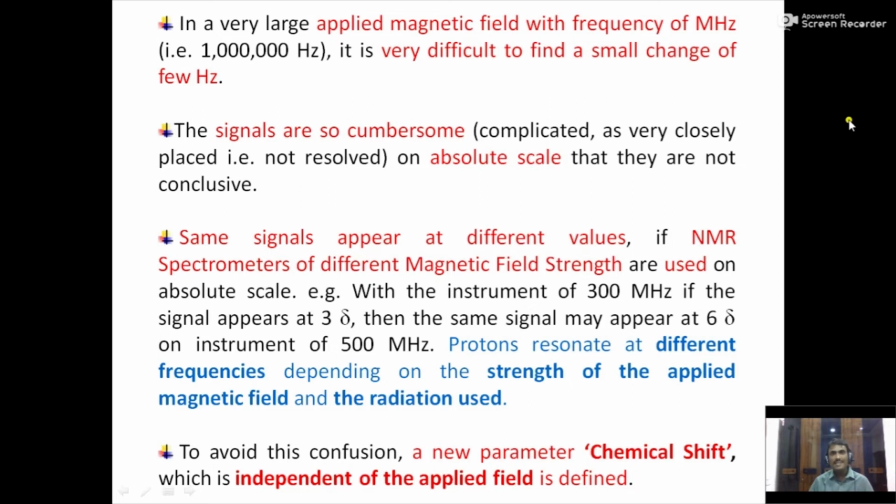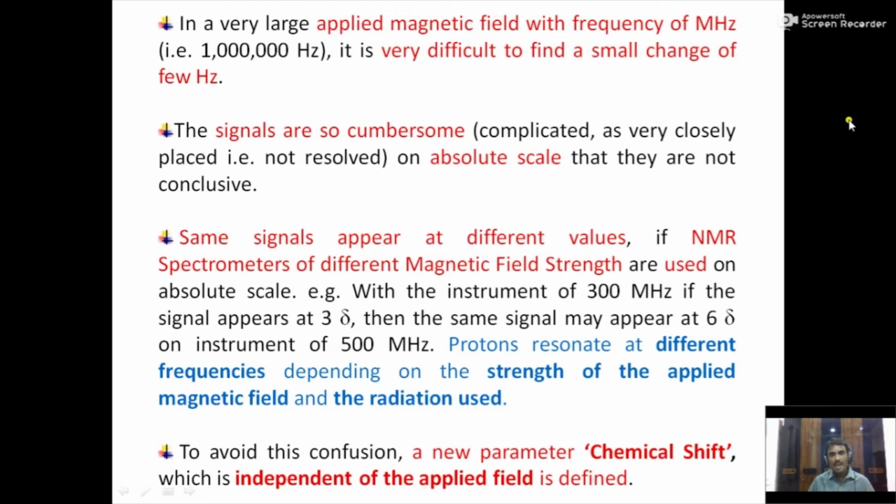Also, the signals in case of the absolute scale are so cumbersome, so complicated, and so closely placed that they are not well resolved, so that we cannot get a proper conclusion. They are very closely placed. The scale becomes very complicated, very cumbersome, the absolute scale.